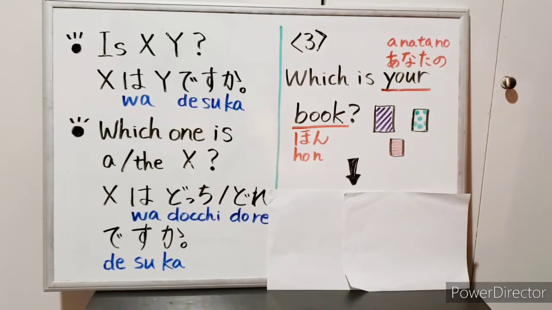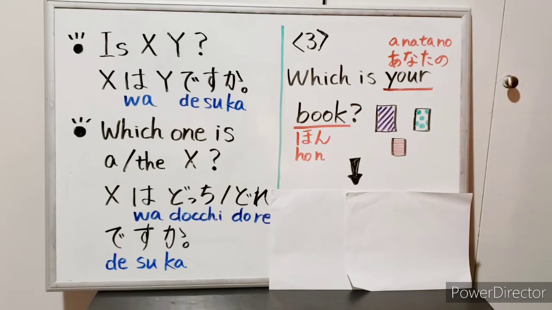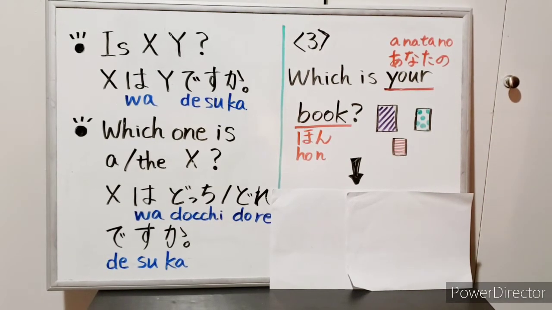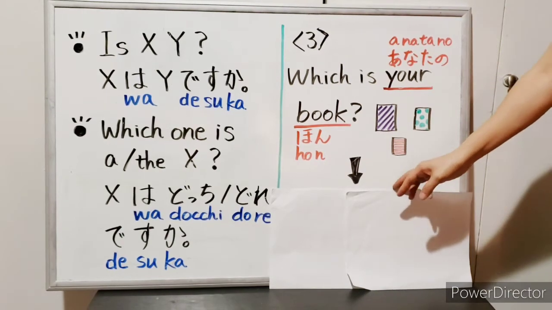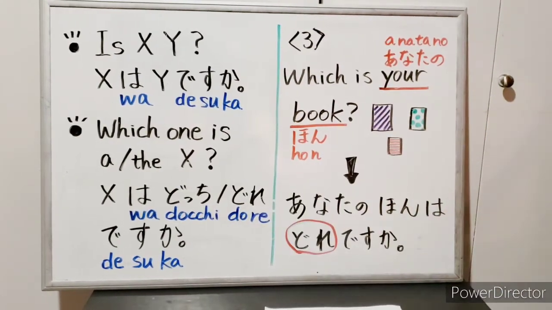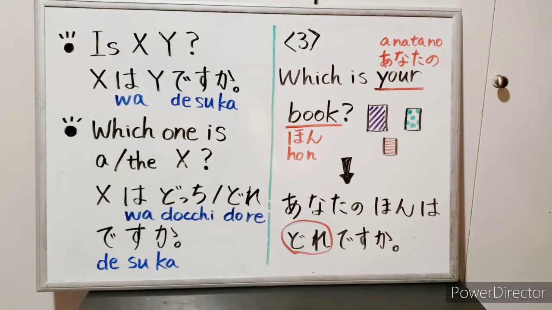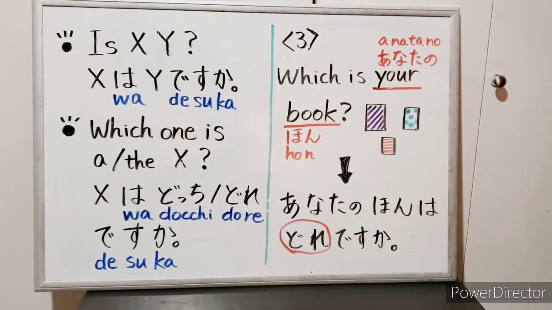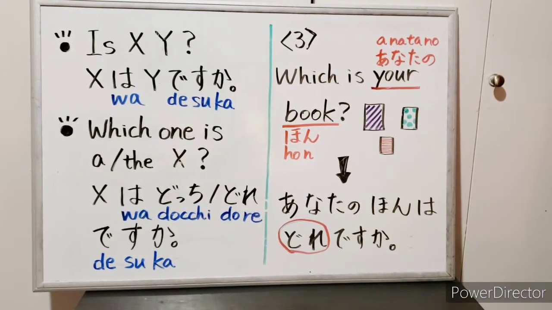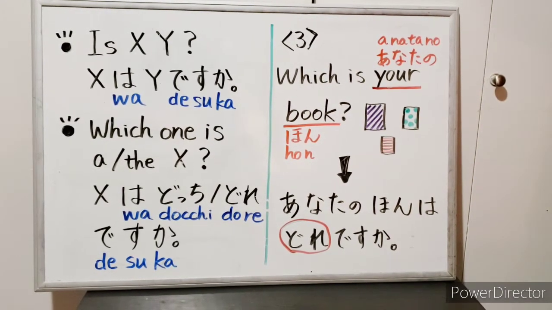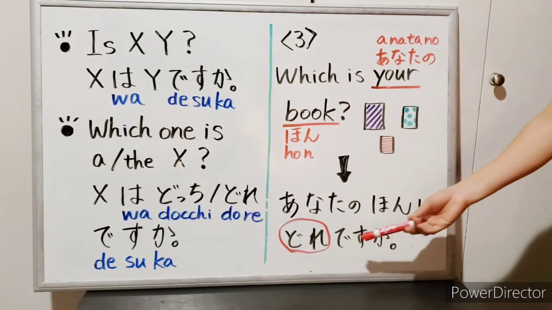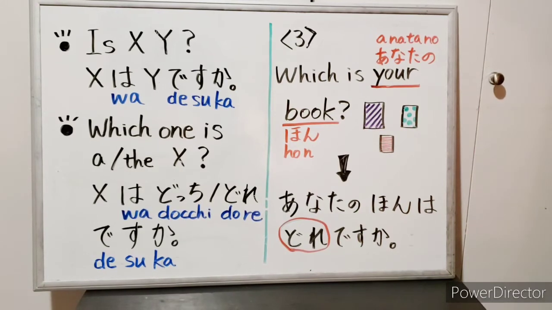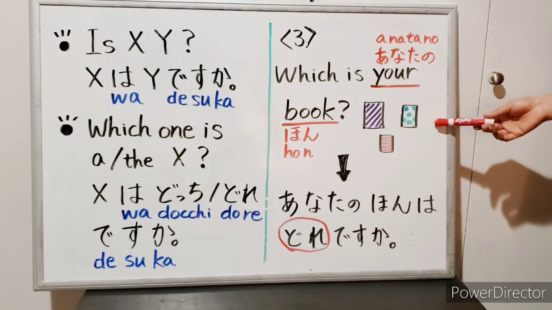Number 3. Which is your book? The answer is あなたの本はどれですか? In this case, you need to use どれ because you have three options.